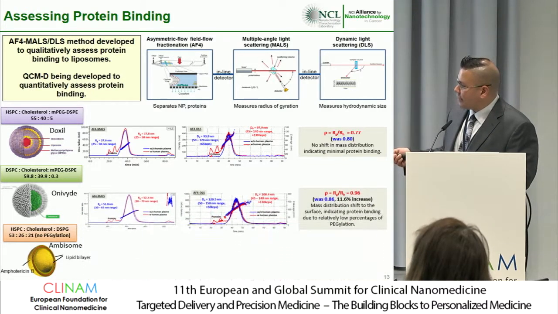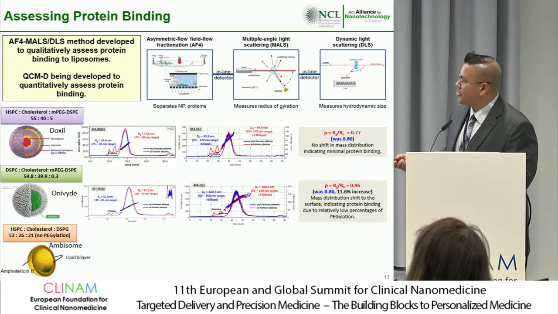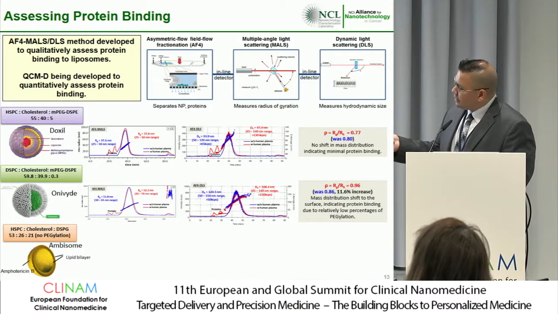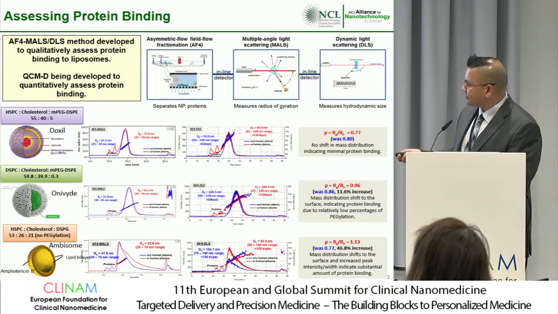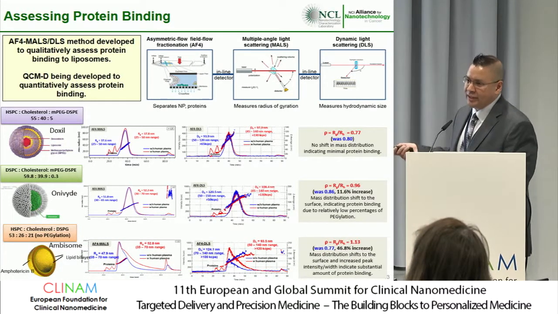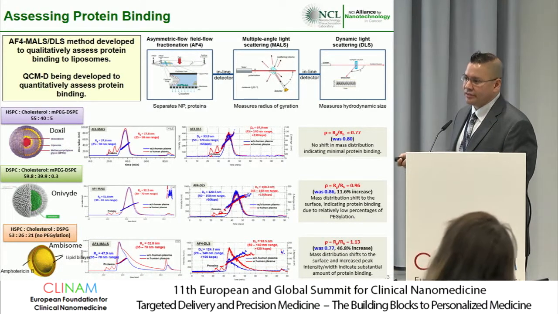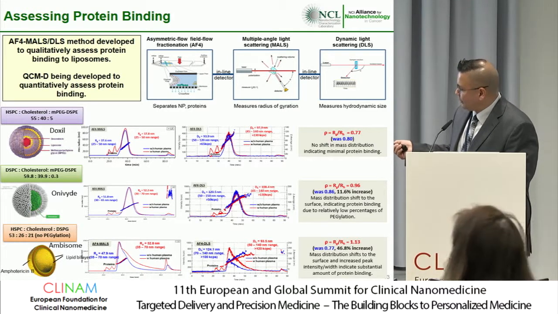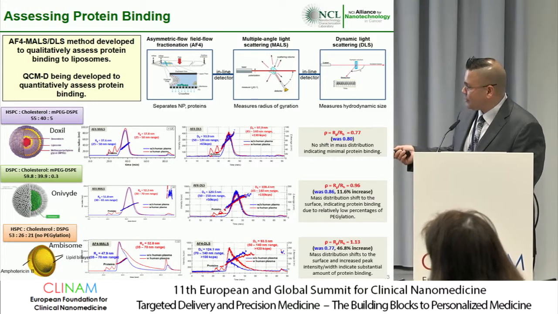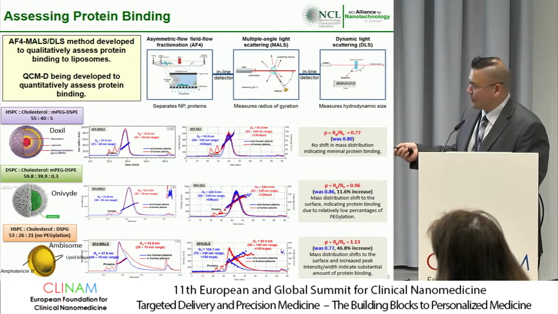If we now look at Onivyde with a little less PEG, and we run the same type of analysis with and without plasma through this system, you can see the shape factor actually increases slightly, right? So there's basically some protein on the surface of the liposome. If we look at AmBisome now, this number goes up almost 50%, suggesting that there's protein binding to the surface. You actually don't even have to calculate this. If you look at the fractogram, you can tell there's definitely something going on here.